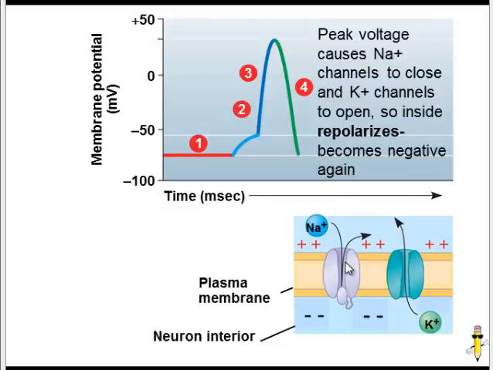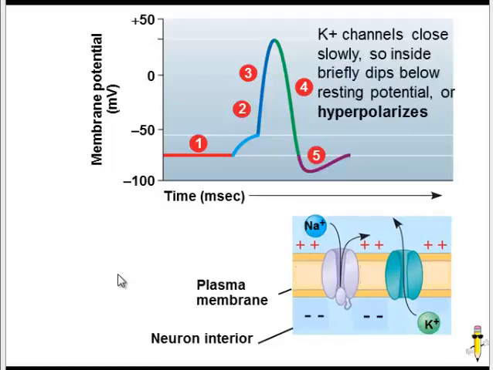However, once the action potential reaches its peak right here, that peak voltage is going to cause the sodium channels to close, so no more positive sodiums can enter. And meanwhile, those voltage-gated potassium channels open, and potassium leaves the cell. What this is going to do is start to restore the charge. So the inside is going to become negative again.